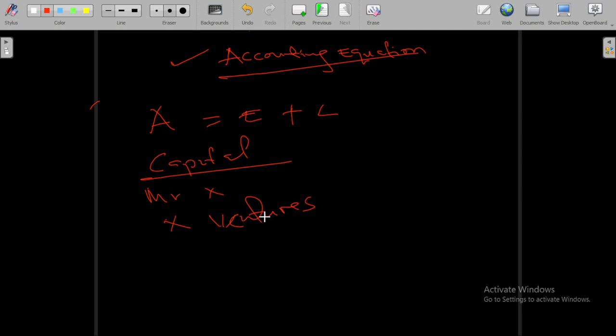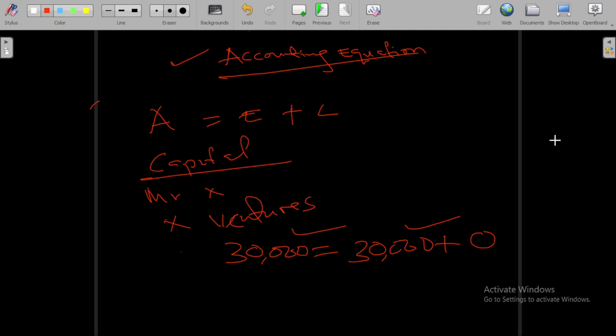So now, when we want to do the accounting equation of this, we said asset equals liability. In this case, what is our asset? The cash of 30,000 naira. This is our asset, which equals what? Capital. That is the equity, which is 30,000. Then plus liability, which is 0. So you see, asset equals liability is what this is trying to explain to us.